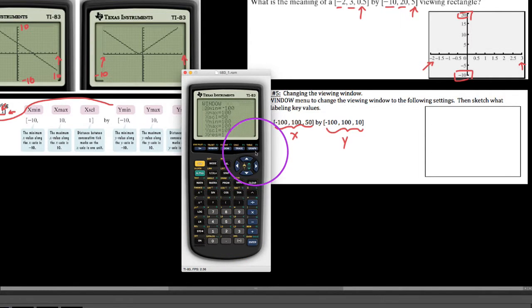If I were to look at this now and hit graph, whoops, ooh, window range error. What this means is I probably typed something in out of order. So we have negative 100 to 100 by 50s. That's where it was. This y min cannot be equal to the y max. I needed to put a negative in there, so negative 100. Now I'll try this again.